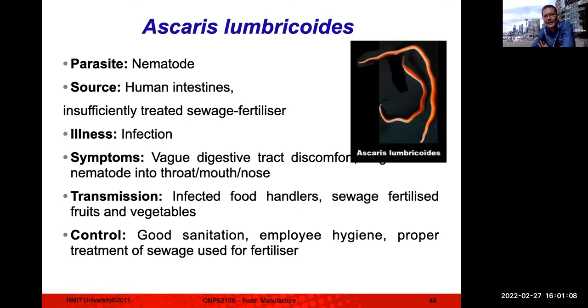Now, Ascaris is a nematode found in the human intestines, resulting in an infection with various types of vague digestive tract discomfort. You can see that transmission is through sewage and fertilized fruits and vegetables. If that's not treated properly, then that's the main issue. And so you can see a bit of a theme here, where good sanitation is important.